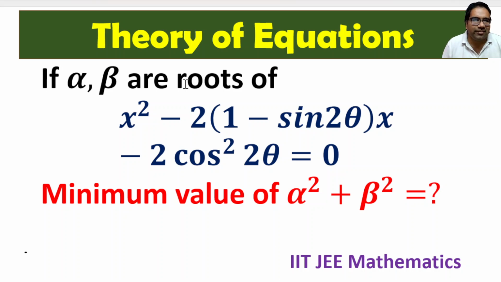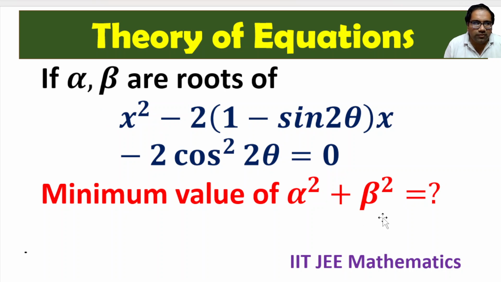Hi friends, here we are given this equation x square minus 2 times (1 minus sine 2 theta) into x minus 2 cos square 2 theta equals 0. This is a quadratic equation, right? x square, x and something. Now alpha, beta are roots of this equation. What is the minimum value of alpha square plus beta square?